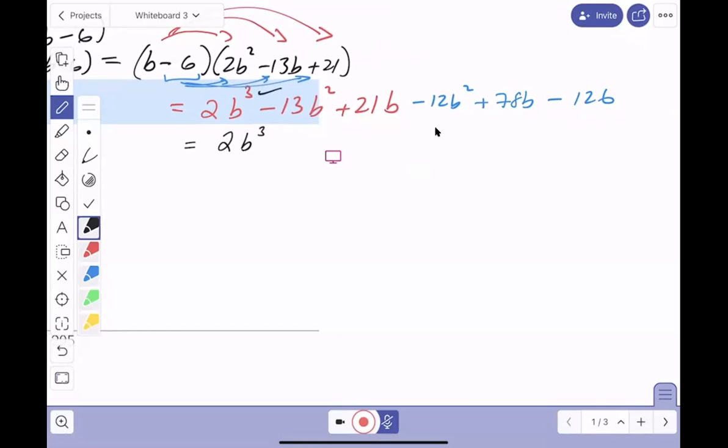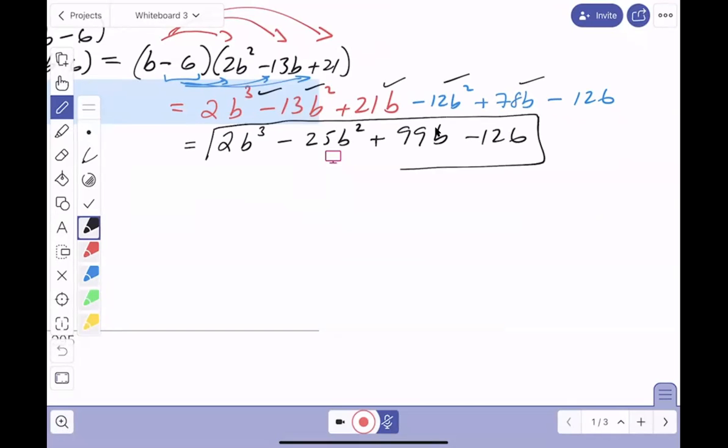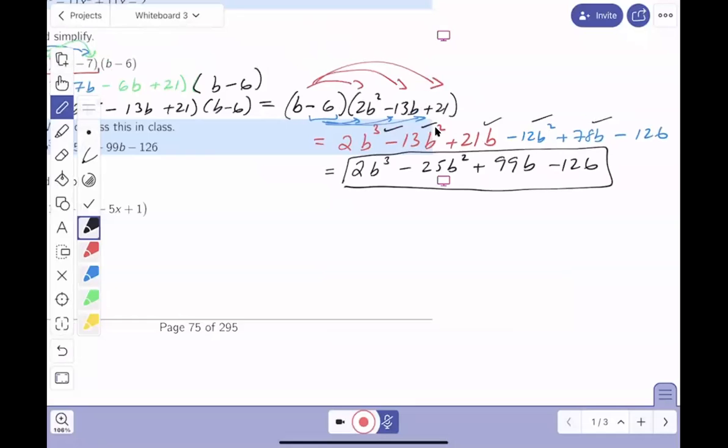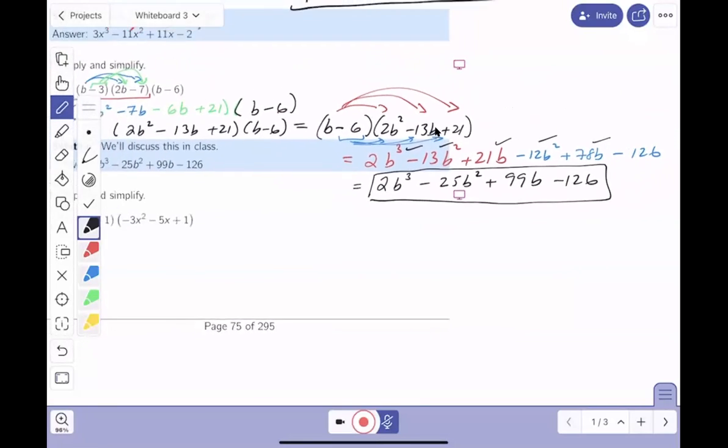That's done. Let's do the b squareds now. That looks like minus 25b squared. I also want to point out, if you do make a mistake, just do the problem again. 21 and 78, that's plus 99b, and then minus 126. And again, you might say, what's my hope now? We'll look at the answer key, see how we did. And if I didn't do it right, I'll do it again.